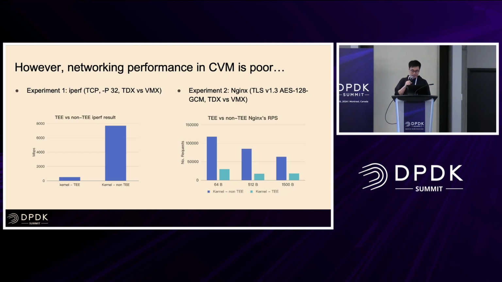The first experiment that we did, which is very standard, was running iPerf with a setting of TCP with 32 threads. We see that in the CVM environment, the performance is around 10 times slower than the non-CVM one. On the right-hand side, we ran Nginx with TLS version 1.3 enabled for different packet sizes. We can also see that the performance drop in terms of number of requests is very high.